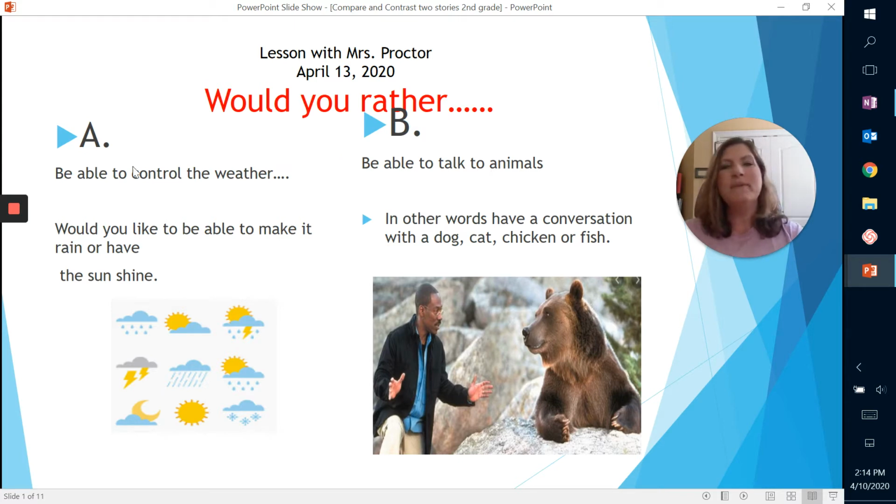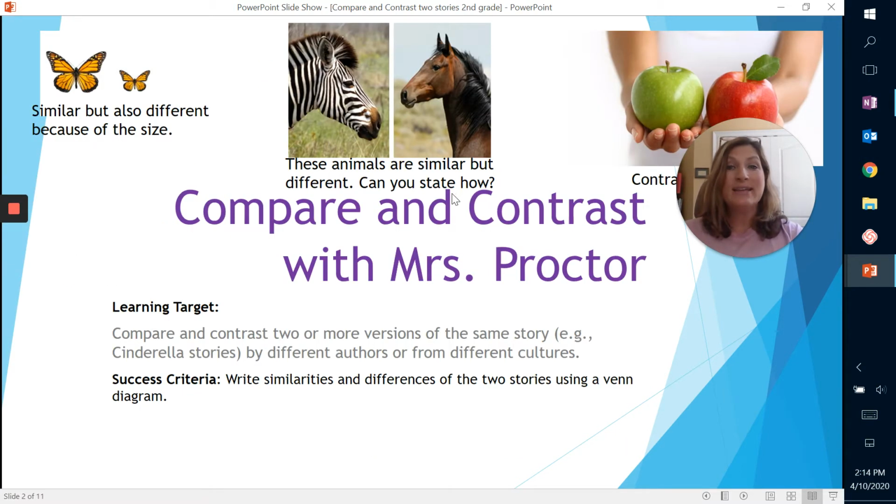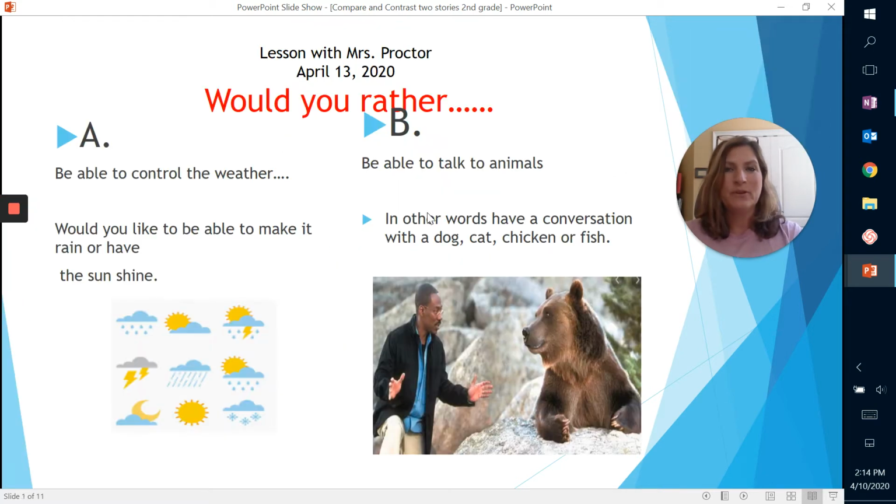So if you wanted to be able to control the weather, in other words, would you like to be able to make it rain or have the sunshine? Or would you like to have a conversation with a dog, a cat, a chicken, or a fish?